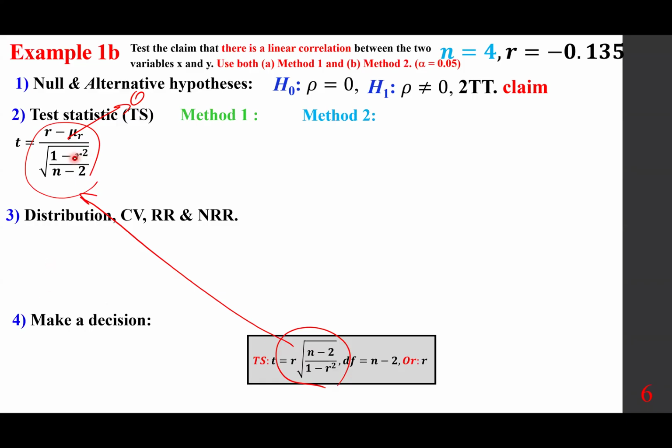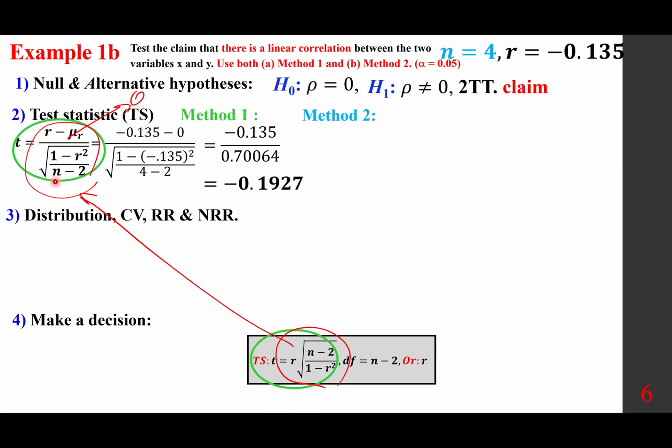We have the R, which is negative 0.135, and we have the N, which is 4. And we end up with this number. So that's the test statistic. Let me erase my work, by the way. I wanted to show you that. That's the test statistic if we go with the t-test.